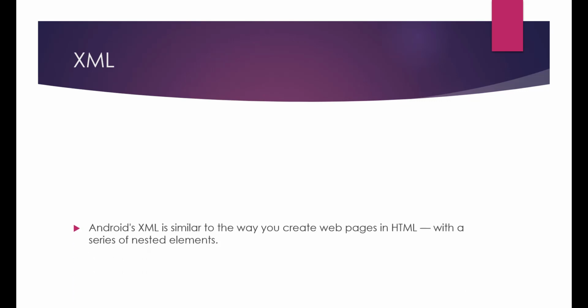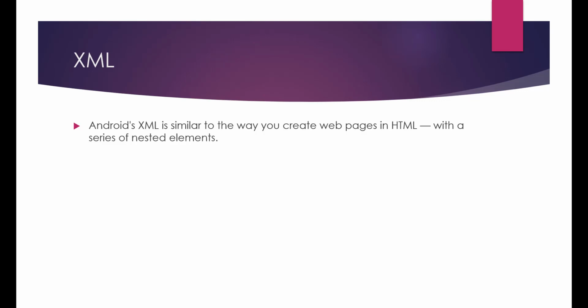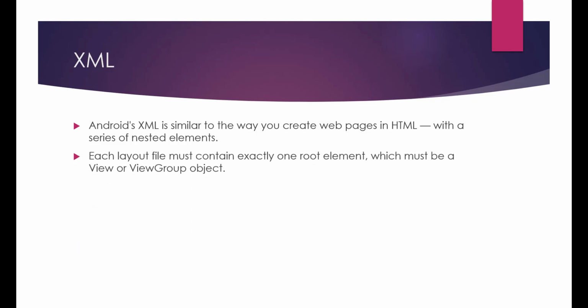So as we mentioned, Android's XML is basically similar to the HTML language that we use to create web pages. We have a series of nested elements. Each element starts and ends with an angular bracket. Each element will have a set of attributes, and these attributes will define the behavior and the look of that element. Now, as we said also, each layout file must contain exactly one root element or a parent element.